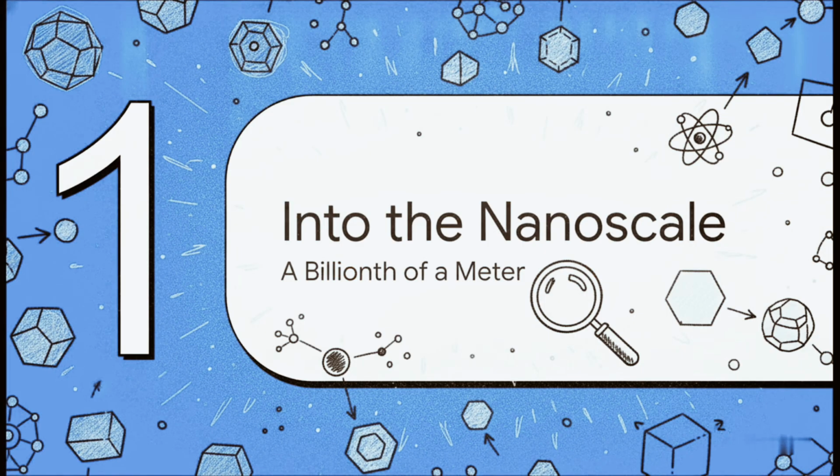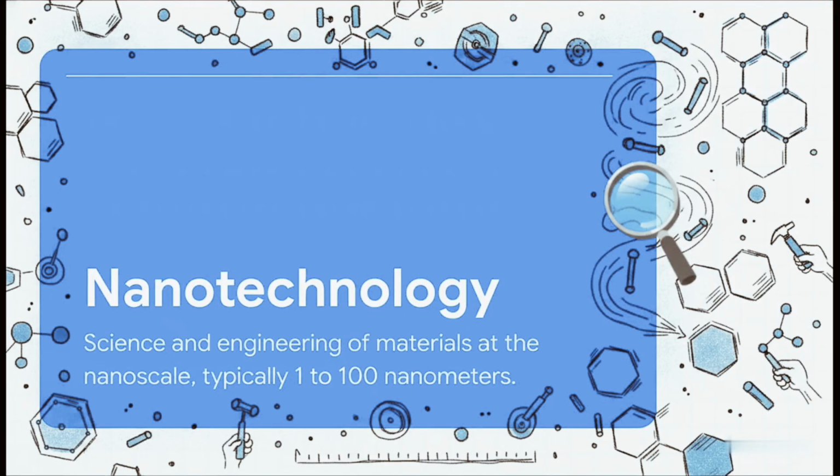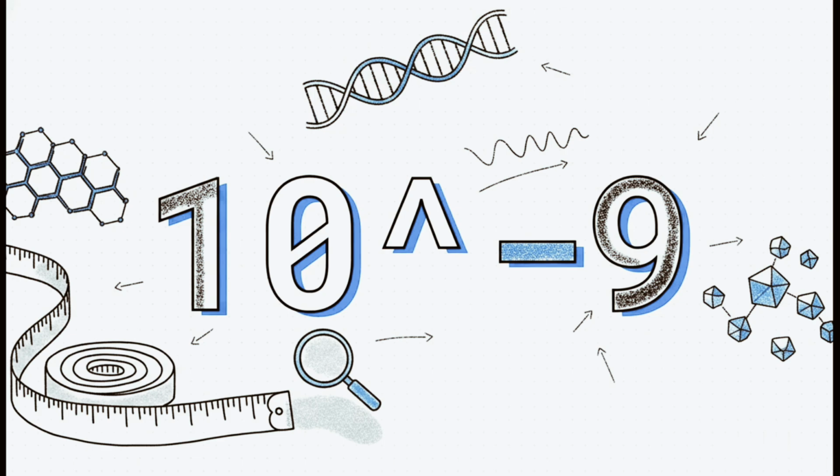Section 1. Into the nanoscale, shrinking down to a billionth of a meter. So what exactly is nanotechnology? Well, it's the science and engineering of materials and devices right at the nanoscale, typically between 1 and 100 nanometers. It's really important to note, this isn't just about passively observing things that are tiny. It's about actively building and engineering them from the ground up. To put that in perspective, 1 nanometer is exactly 1 billionth of a meter, or, mathematically, 10 to the negative 9 meters. It's a scale where our normal, everyday frames of reference completely fall apart.